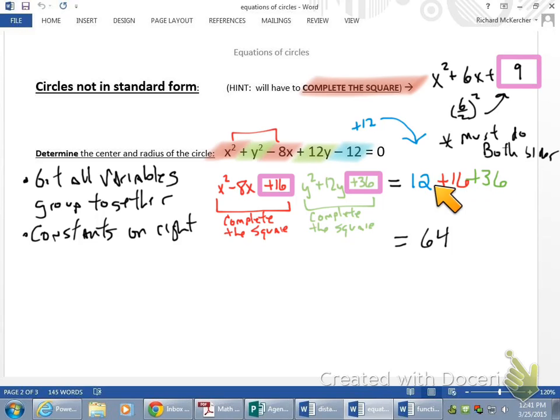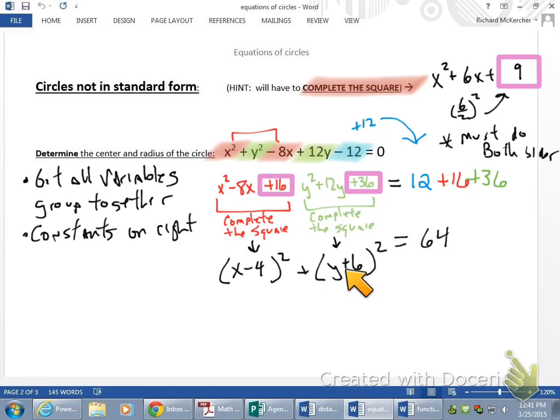Okay, if I go ahead and put all this together right here, that ends up giving me 64. And then remember, the whole point of completing the square was to write this as a binomial. So how do I write this expression in red as a binomial? Well, I write that as x minus 4 to the second power. And how do I write this whole green expression as a binomial? That's going to be y plus 6 to the second power.